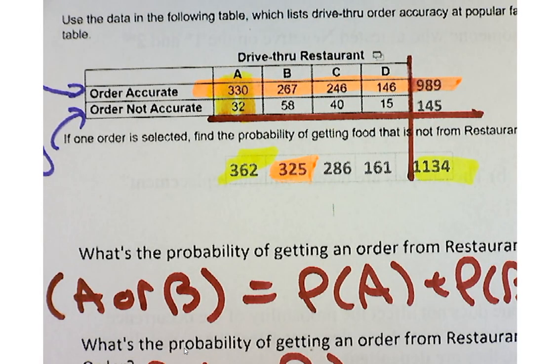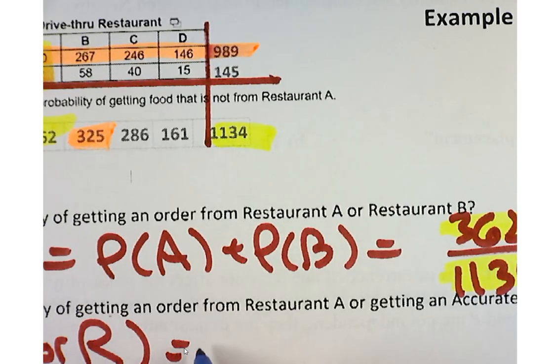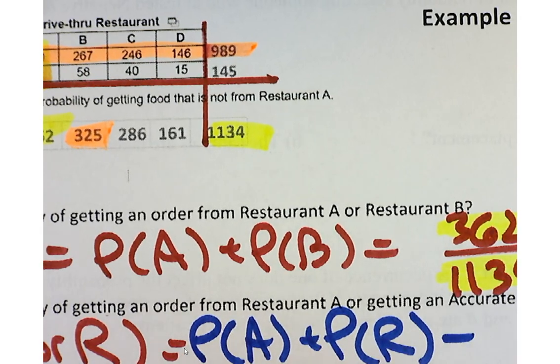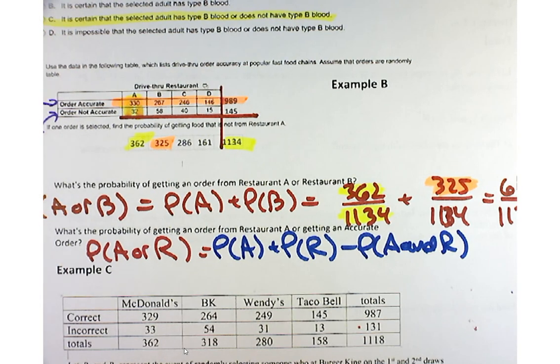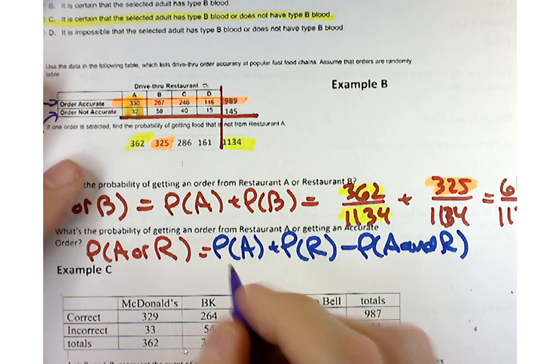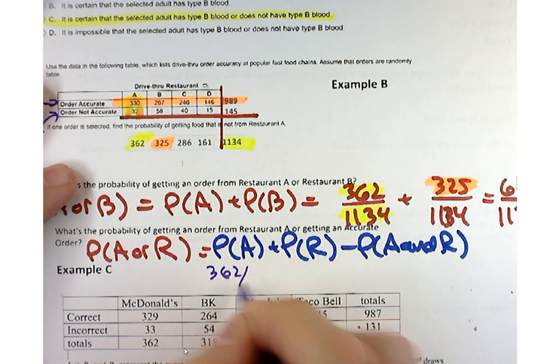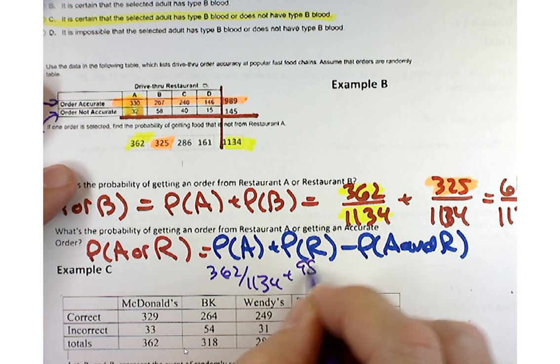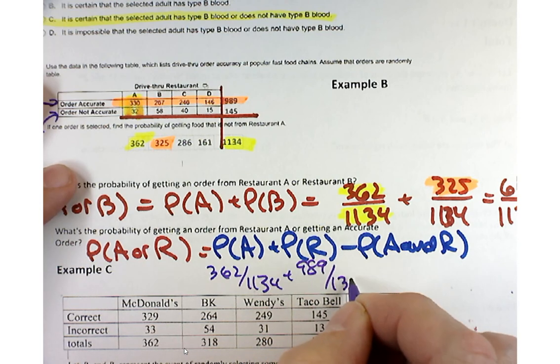So probability of A or R is gonna look like this. It's the probability of A plus the probability of R minus the probability of their intersection. Probability of A and R. Where do they overlap? Okay. So we're getting rid of that double counting is what we're doing. Probability of A, we already know. That's our 362 over 1134. Probability of R, we went over that as well. 989 over 1134.